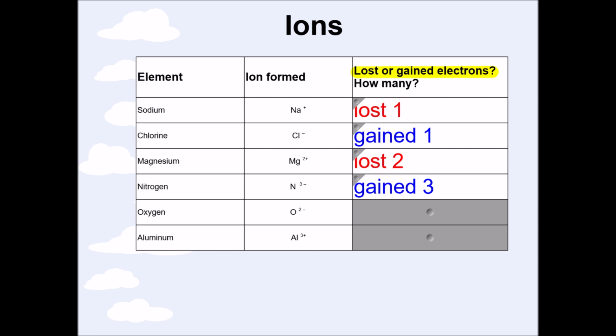Now I want you to quickly pause the video and try oxygen and aluminum. Welcome back. Oxygen is -2, so it has gained 2 electrons. Aluminum is +3, so it has lost 3 electrons.